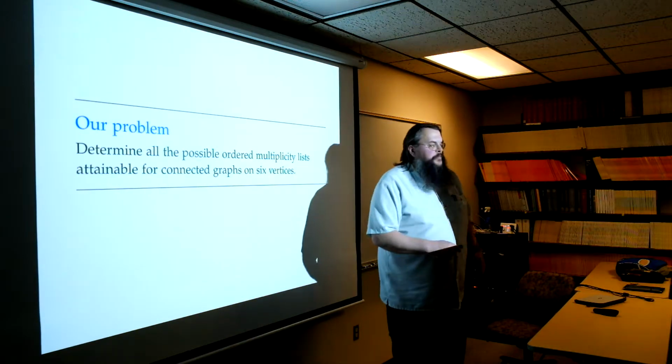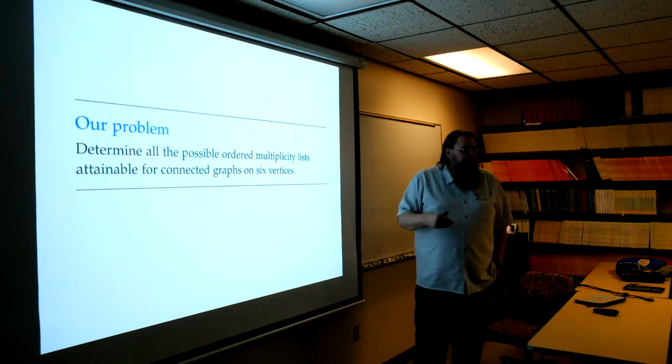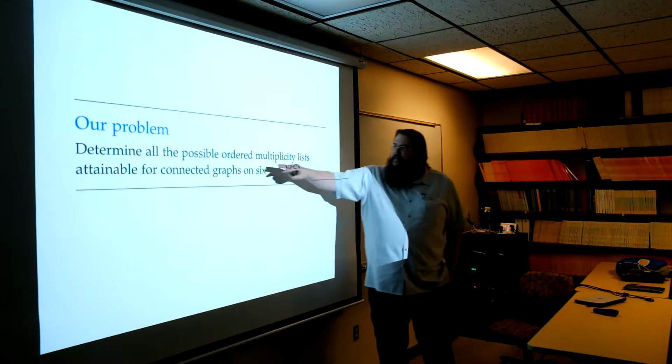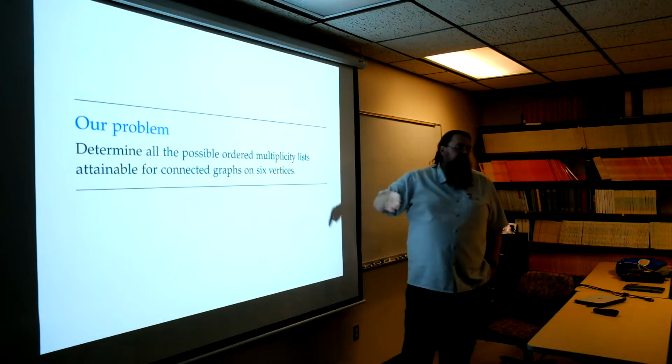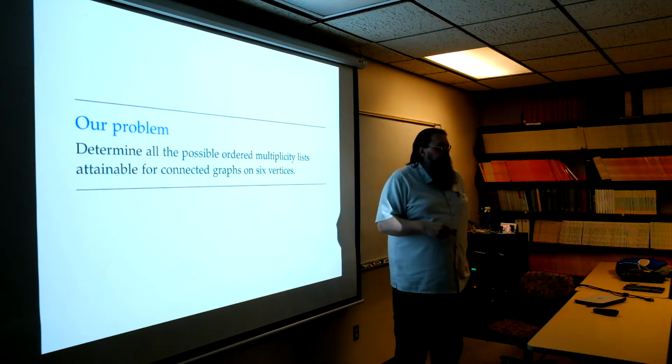What's our problem? Well, we're not going to do the inverse eigenvalue problem. We did make a lot of progress on that. Instead, we focused on a simpler case called the ordered multiplicity problem. We said, well, what ordered multiplicity lists are attainable for connected graphs on 6 vertices?